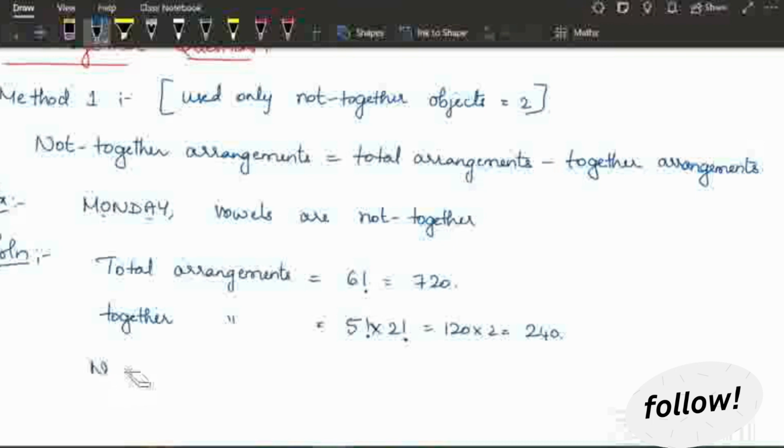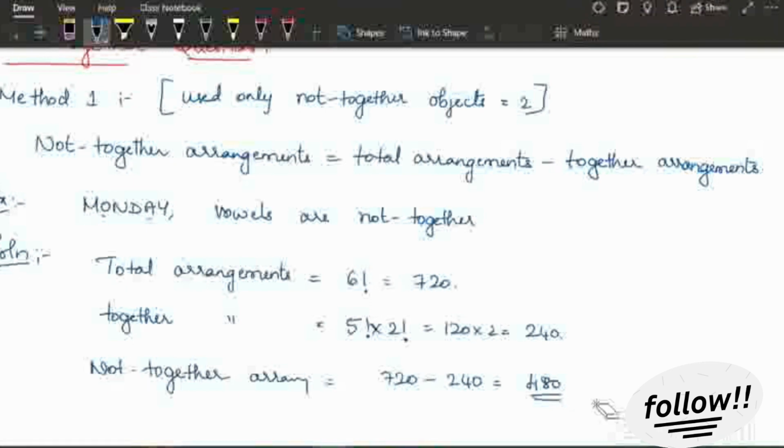Now, what is not together arrangements? Subtract together arrangements from total arrangements. Okay, which is total arrangements is 720. From this, you subtract 240. You will get 480 different arrangements in which vowels are not together. This is one way of solving not together questions. This method is applicable only if the number of objects which are not supposed to be together is 2. Okay.